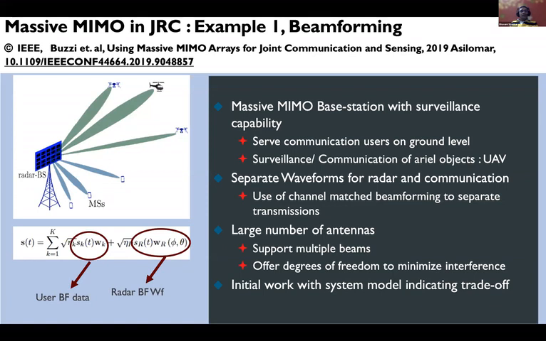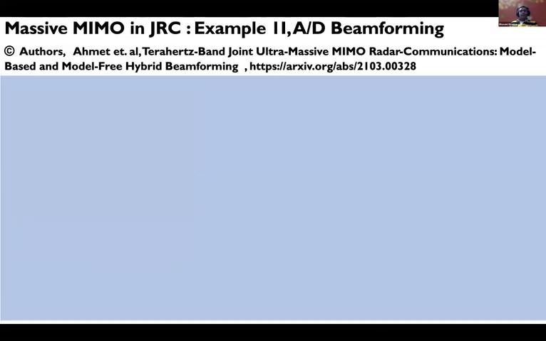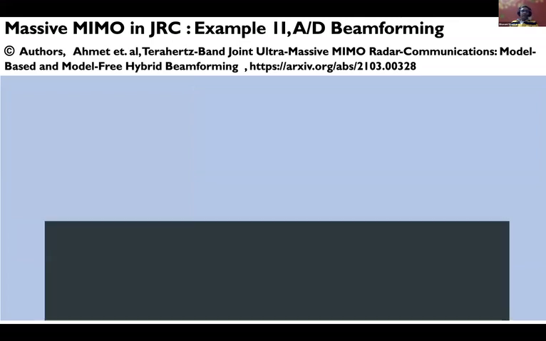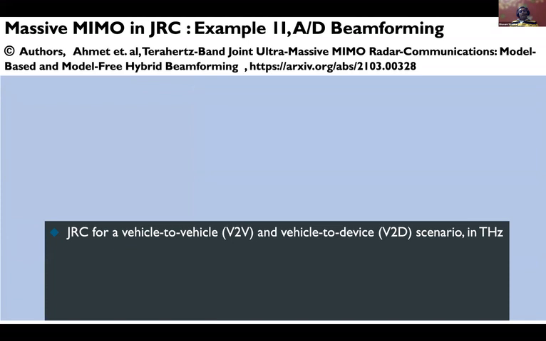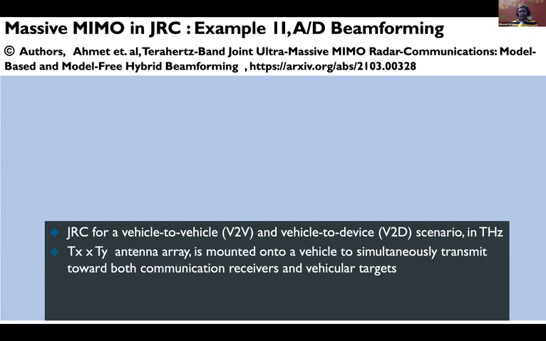Another work is massive MIMO in JRC, where it looked at analog-digital hybrid beamforming. The problem is as follows. JRC for a vehicle-to-vehicle or vehicle-to-device scenario in the terahertz band. You would have a two-dimensional antenna array mounted onto a vehicle for performing both the communication and the radar tasks. Since it's going to be massive, the idea was to look at hybrid beamformers for this scenario. Here's the scenario.